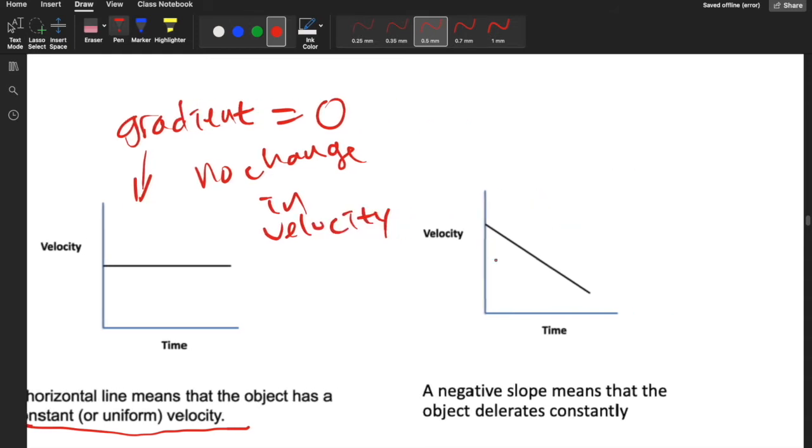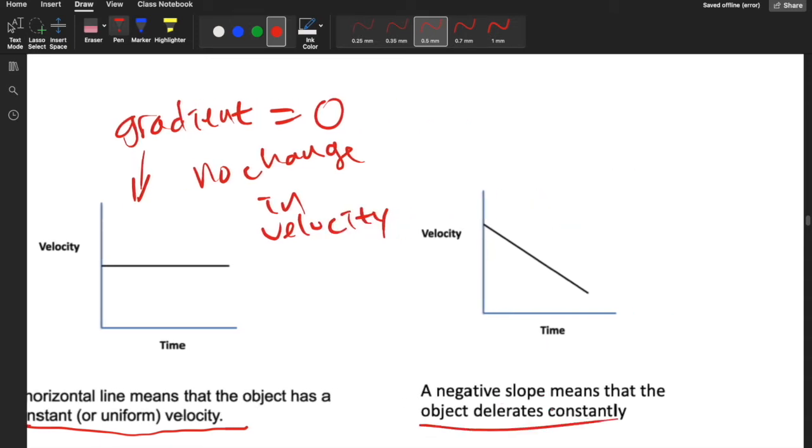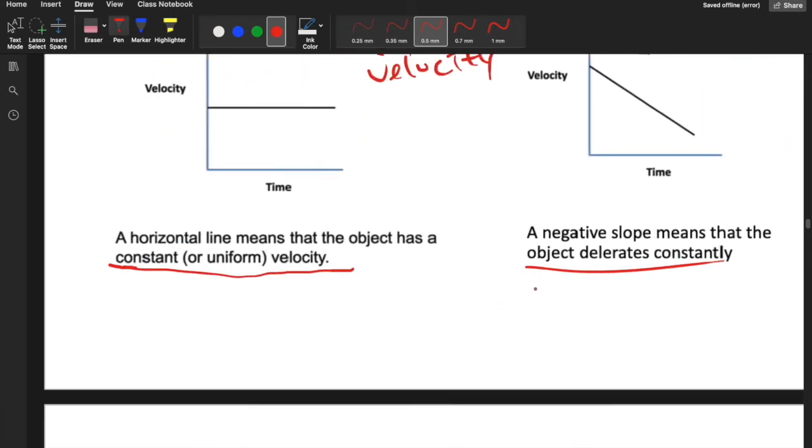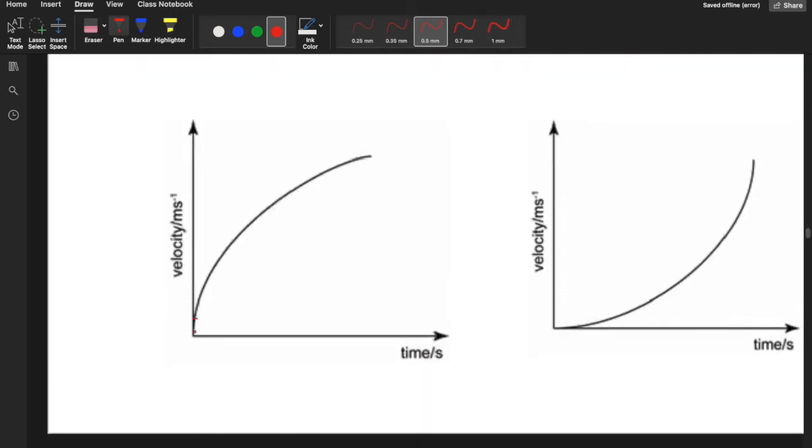And negative slope means the object decelerates constantly, right? Same thing, the gradient is less than 0. And for this one, the velocity decreases, but not constantly.